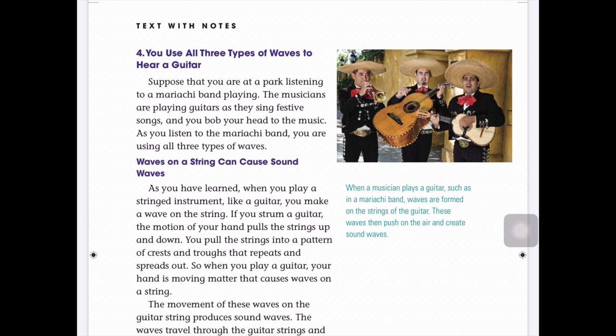So we're going to start reading page 64. You use all 3 types of waves to hear a guitar. Suppose that you are at a park listening to a mariachi band playing music. The musicians are playing guitars as they sing festive songs, and you bob your head to the music. Are you listening to the mariachi band? You are using all 3 types of waves. This is a mariachi band.